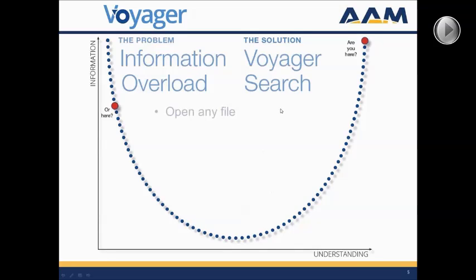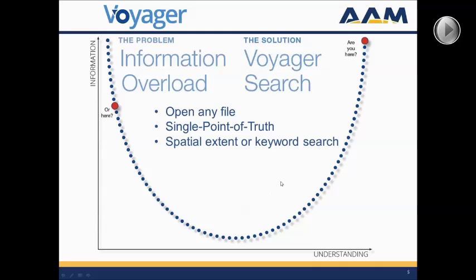Voyager does this by being able to open just about any file, inspect its properties, and create a rich content inventory by indexing and cataloging. Voyager's ability to show you the relationships between data, layers, and documents allows you to build a single point of truth regardless of where that data is actually stored. It allows you to search by spatial extent or keyword search. It also helps you identify duplicate data and broken links.